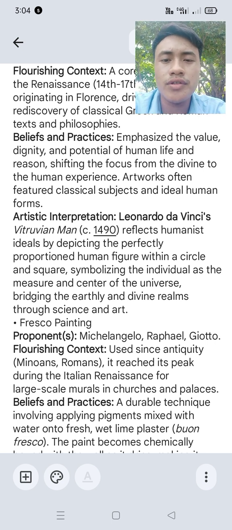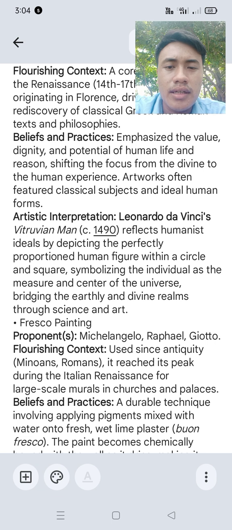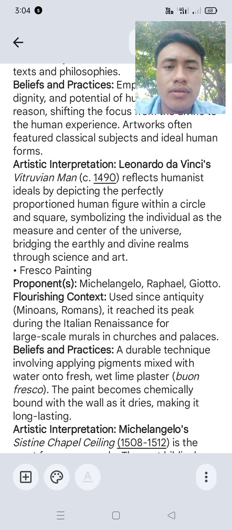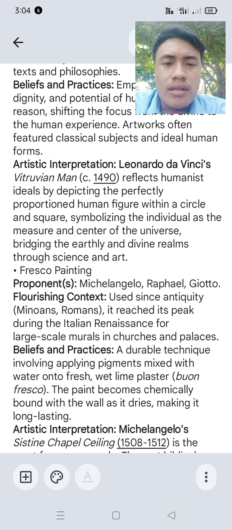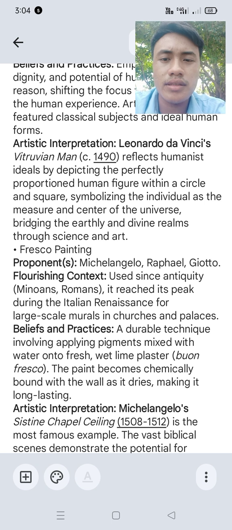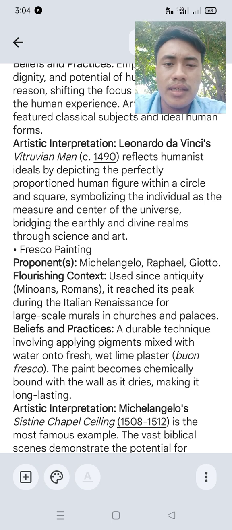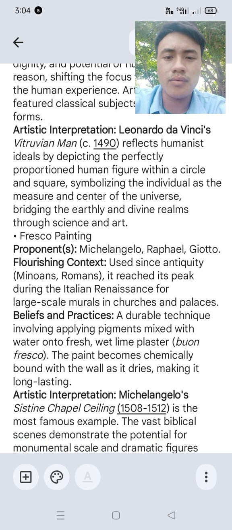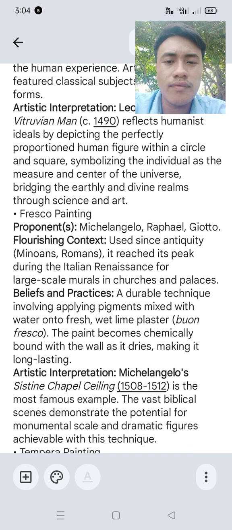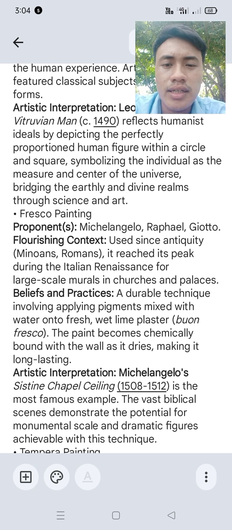Artworks often featured classical subjects and ideal human forms. Next is artistic interpretation. Leonardo da Vinci's Vitruvian Man, 1490, reflects humanist ideals by depicting the perfectly proportioned human figure within a circle and square, symbolizing the individual as the measure and center of the universe, bridging the earthly and divine realms through science and art.